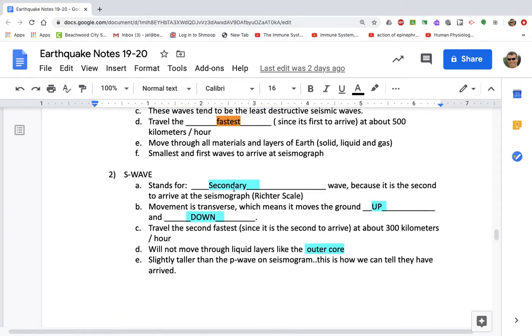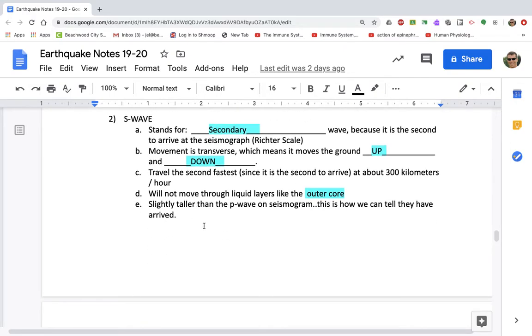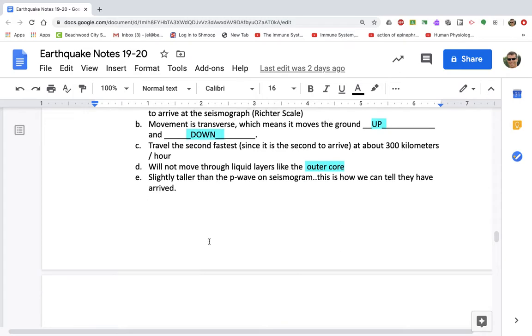The S wave stands for secondary wave because it's the second to arrive. It's going to move the Earth instead of side to side, it's going to move it up and down, so a little more destructive. All right, they travel the second fastest. Remember, they will not go through the outer core because it's liquid. They don't go through liquids, and they're slightly taller than the P wave on the seismogram.